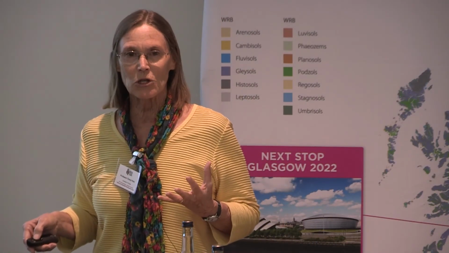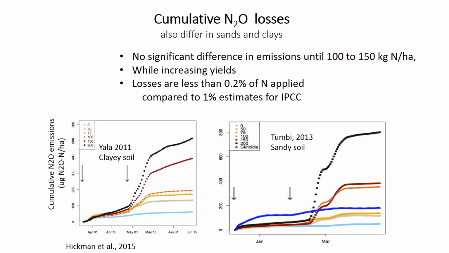And the losses are less than 0.2% of the nitrogen added. The IPCC default guideline is 1%. So they're much less when you're working in this part of the curve, the responsive part of the curve. There's nitrogen in the soil, but the plants are going like crazy, so they're taking it up at those rates.